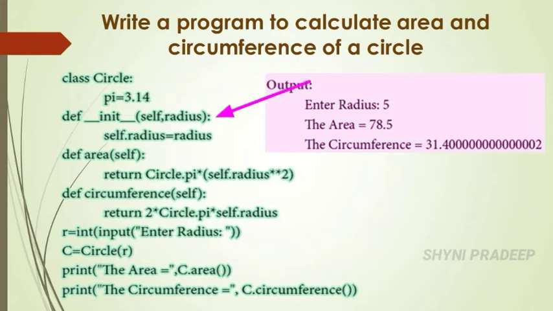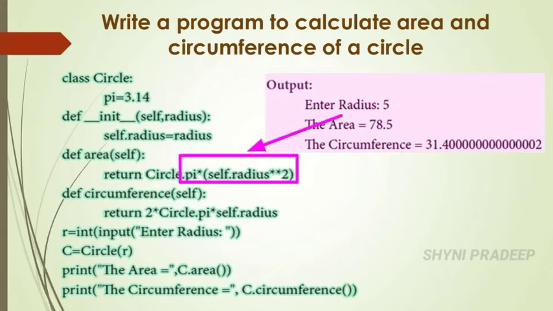Next, the constructor is defined. def __init__. Within the parentheses two arguments are given: self and radius. You need not pass a value for the self argument. You have to pass the value for the radius argument. So self.radius is equal to radius. Next, a function is defined, area. You have to return the value Circle.pi into self.radius square. And another function is circumference. You have to return the result 2 into Circle.pi into self.radius.